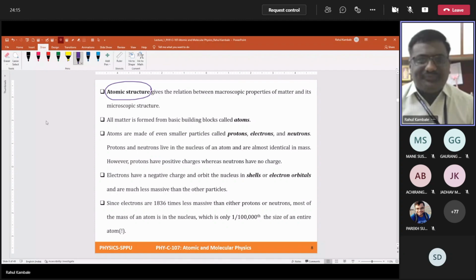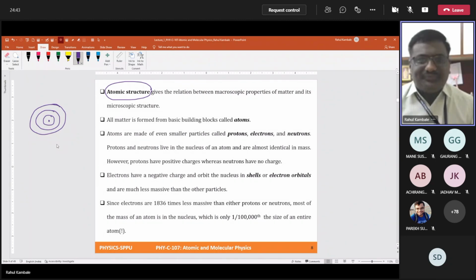Now, if I ask you, what do you mean by atomic structure? The default answer is that an atom consists of a central nucleus around which electrons are revolving, and in the center there are neutrons. So an atom consists of proton, neutron and electron, and this is called atomic structure. This is the school level definition for understanding.